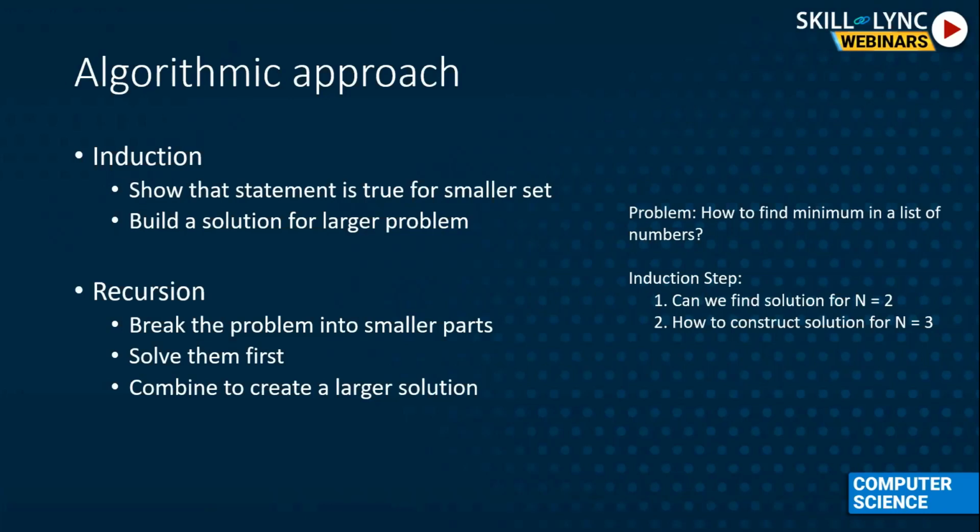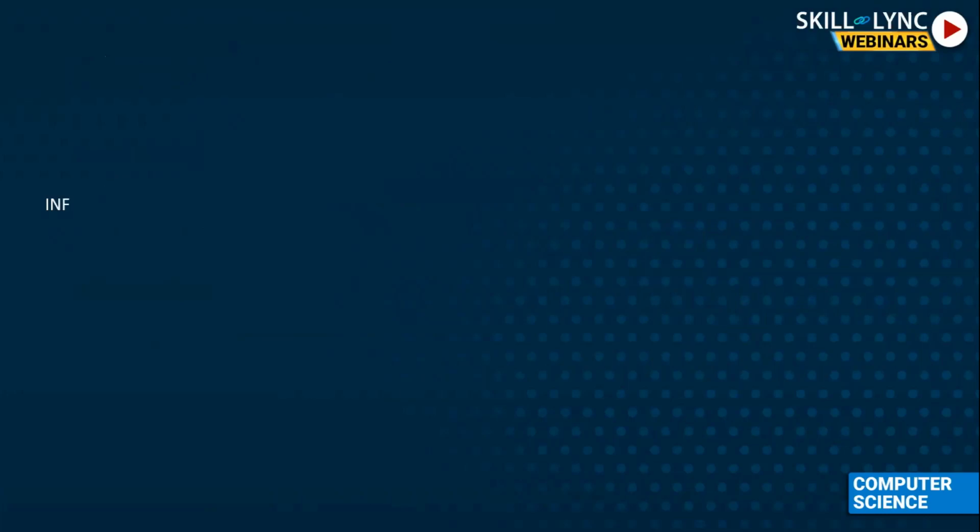Can we solve it at least for two numbers? And then we say, okay, can we construct a solution for n equal to 3, n equal to 4, and then n equal to n? That will be the recursion step, where you will try to expand it to the larger problem. Very simple. I'll walk you through an example for it.